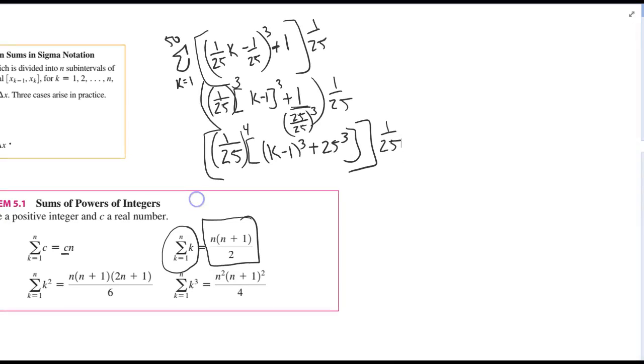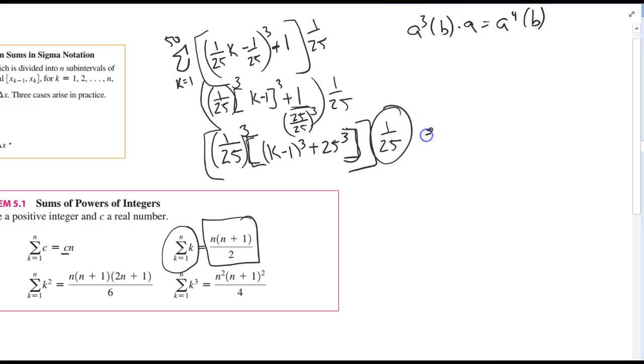So the algebra here, I pulled out the 1 over 25, so I could combine it with this 1 over 25 cubed. So I wrote this as 25 over 25 cubed. I pulled out the 1 over 25 cubed and just put it here, so then I can put the brackets like this. Now, essentially what I have here is a cubed times b times a. So I could write that as a to the 4th times b, and that's kind of what I wrote. So I'm just going to write the summation of k equals 1 to 50 of 1 over 25 to the 4th power.